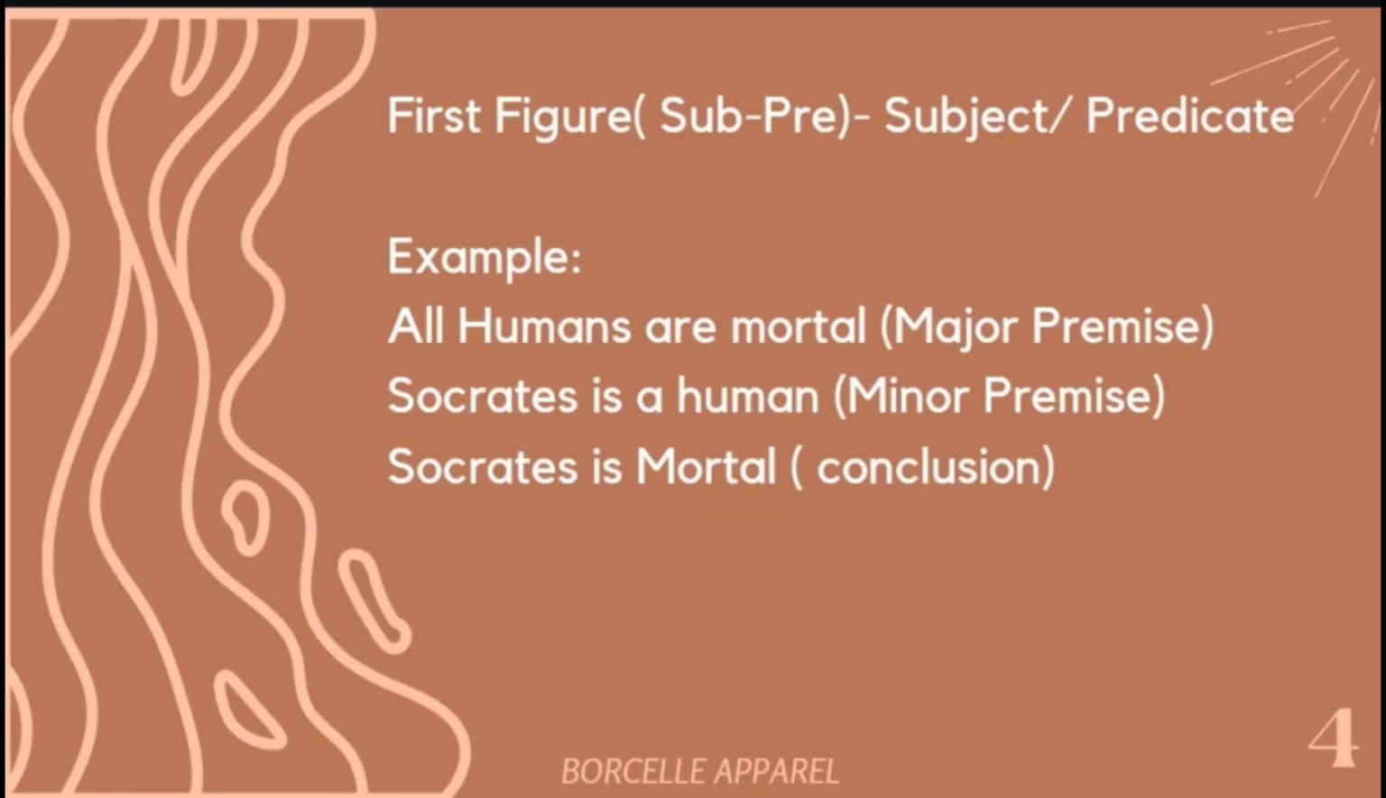For example, in the first figure, which is the subject and predicate, the major premise has the middle term as the subject of the major premise. For example, all humans are mortal. Then, in the minor premise, the middle term is the predicate of the minor premise. For example, Socrates is human. Therefore, the minor term Socrates is related to the major term mortal. So, the conclusion is Socrates is mortal.